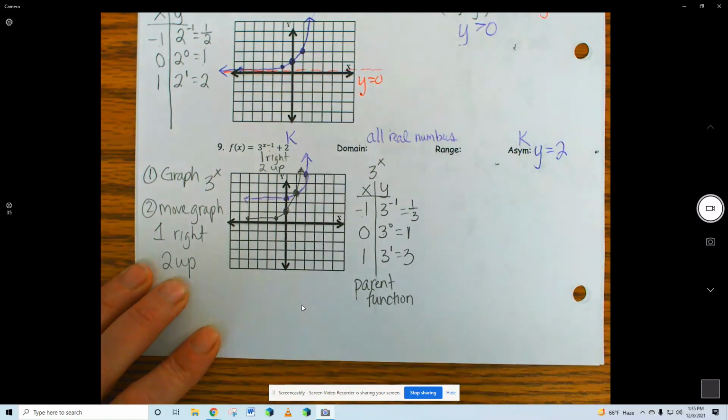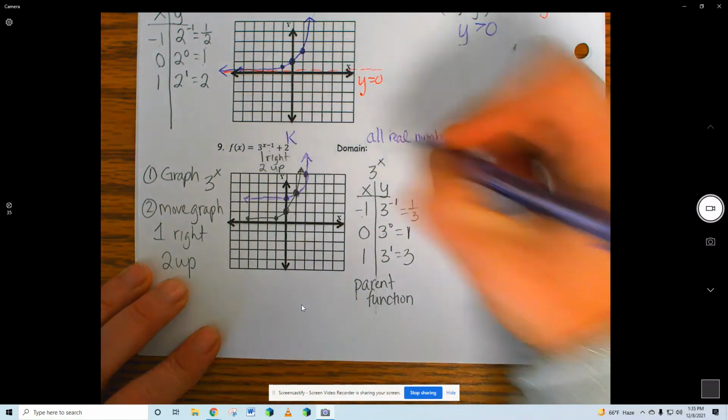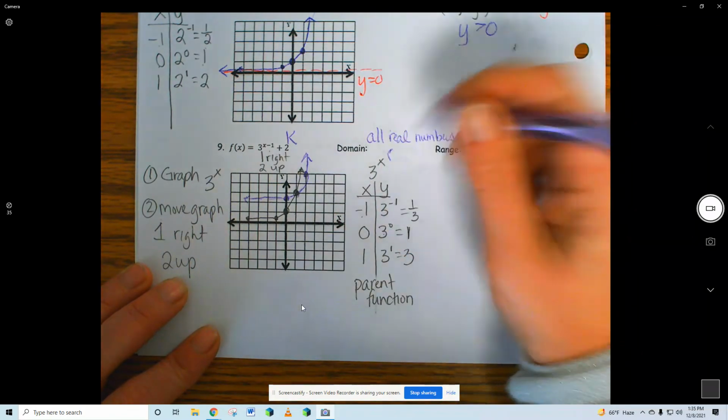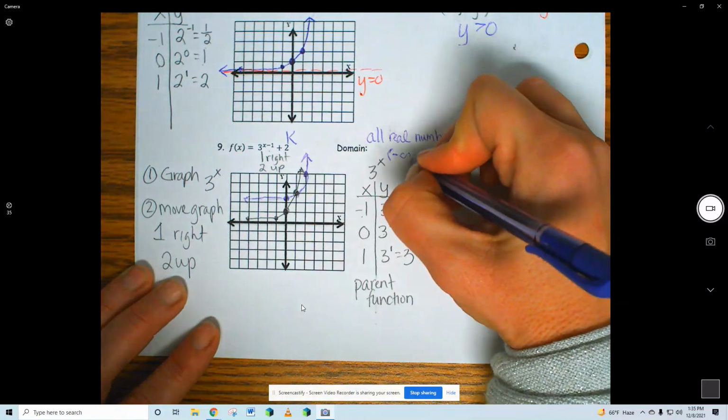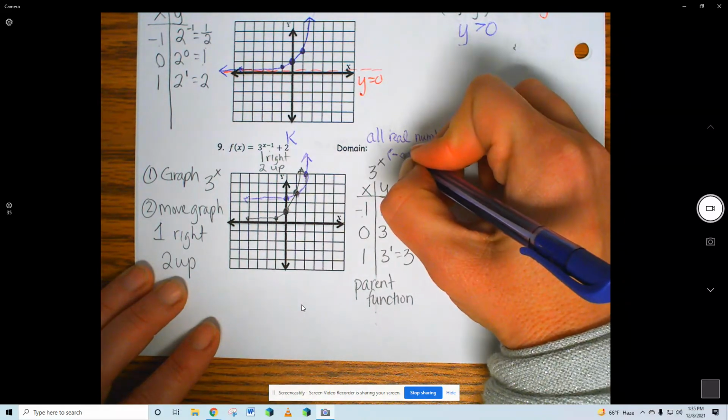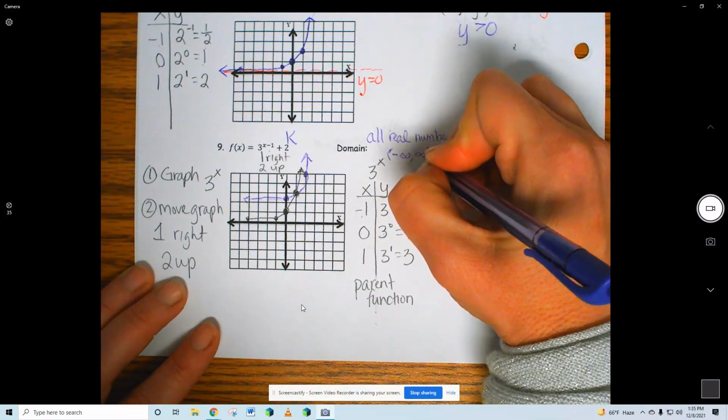We like to use something called interval notation, and that's where I do the negative. Maybe this pen is running out of ink. Negative infinity to positive infinity.